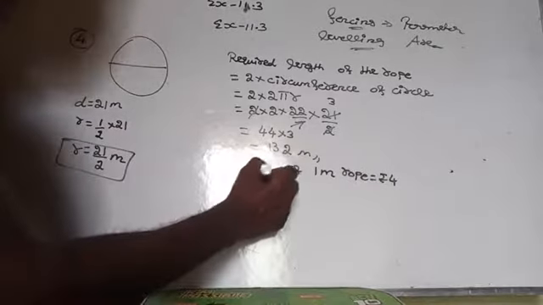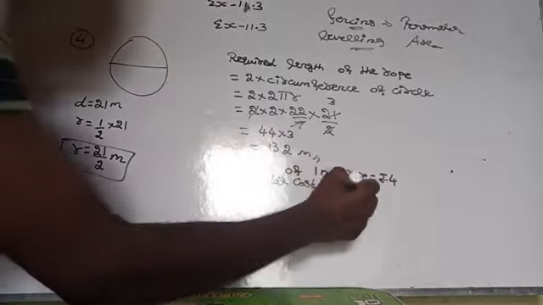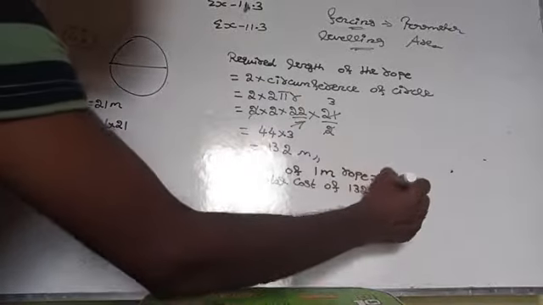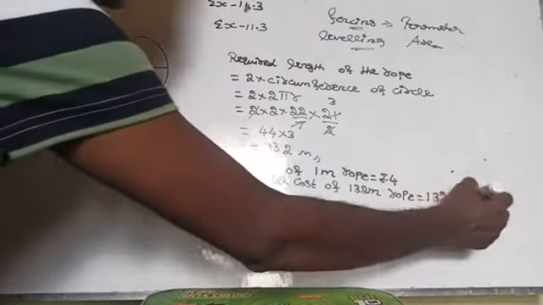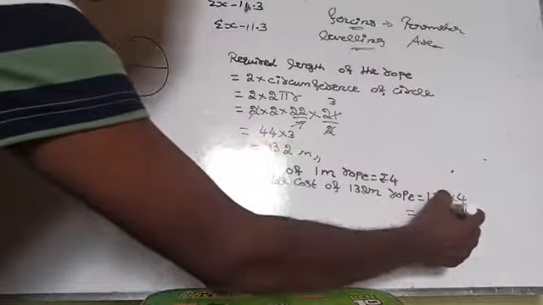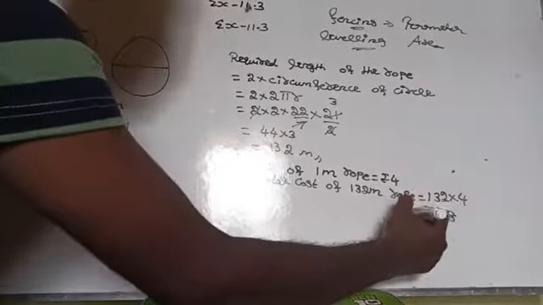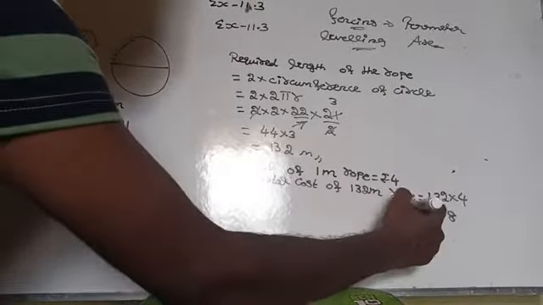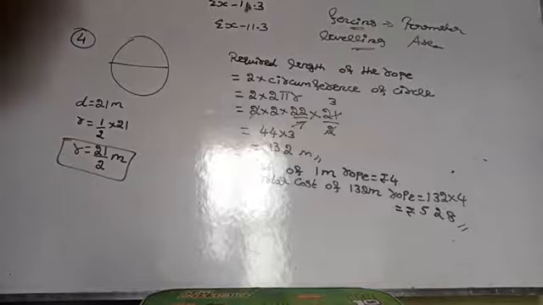Therefore the total cost of 132 meter rope is equal to 132 into 4. Am I right here? Yes. So 4 2s are 8, 3 4s are 12, remaining 1, rupees 528, which is the total cost of the rope. Are you getting it? Yes. Shall we move to the next question?